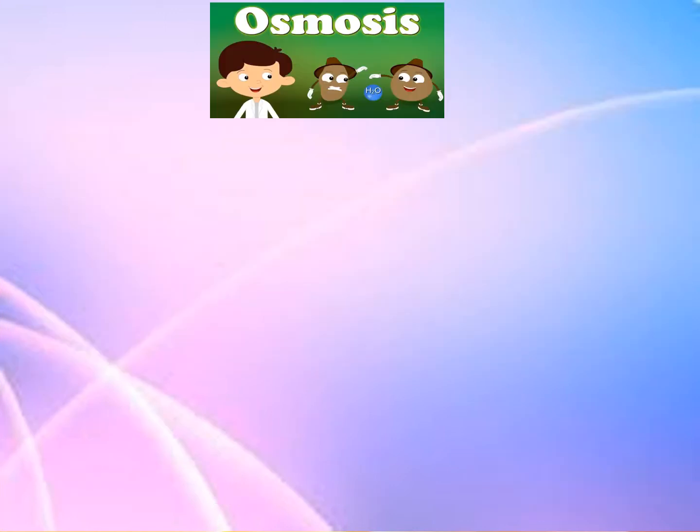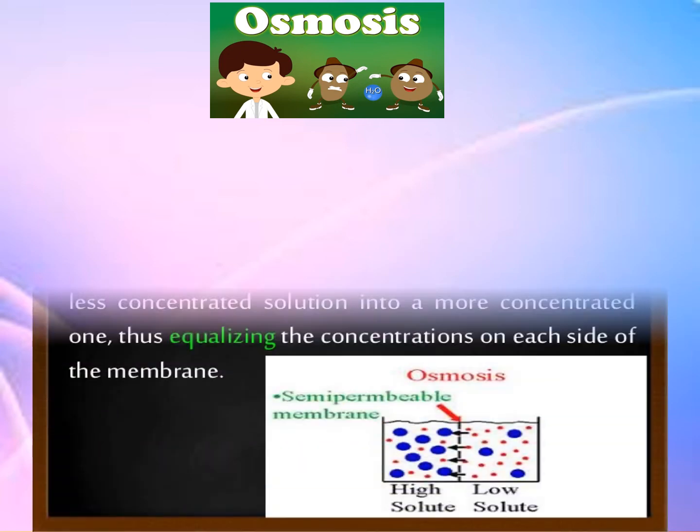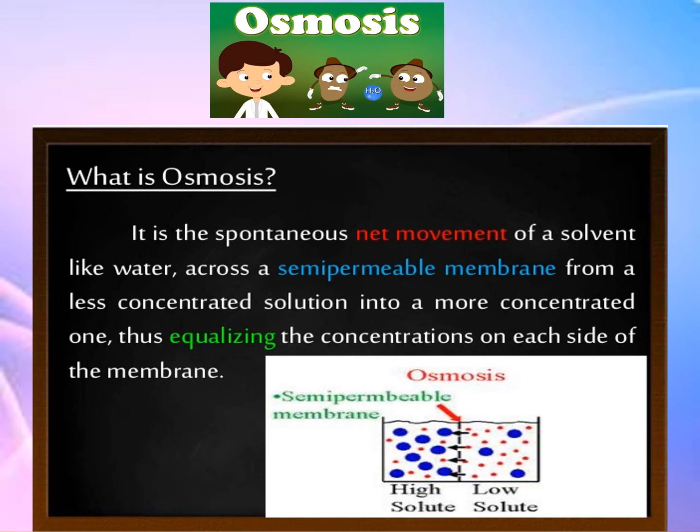Osmosis. Osmosis is the name of the process by which water moves into and out of cells. It is the net movement of a solvent like water across a semi-permeable membrane from a less concentrated solution into a more concentrated one, thus equalizing the concentration on each side of the membrane. Children, this is the third method by which substances pass in and out of cells. In order to understand how water moves through a plant, you need to understand the mechanism of osmosis.